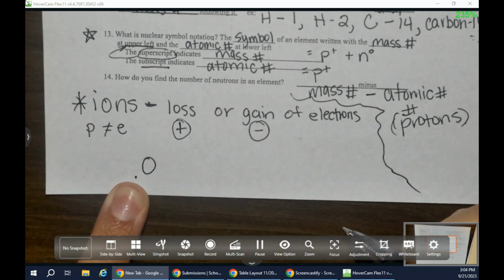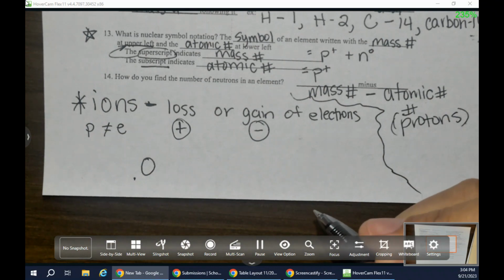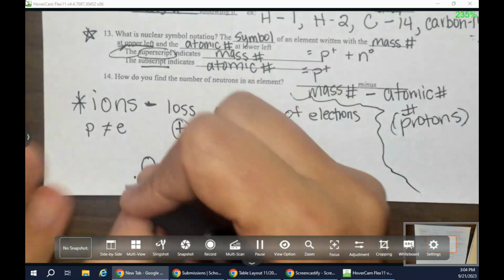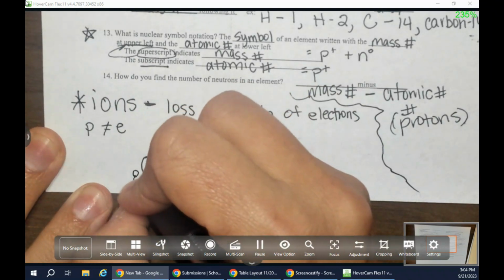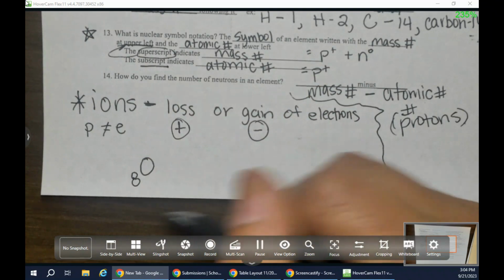You guys, please don't stare at my face because it's not there. It's on your periodic table. So where is it? What's the number? 8. There we go. All right. So 8. So we put an 8 in the bottom left, right? Because that's our atomic number.